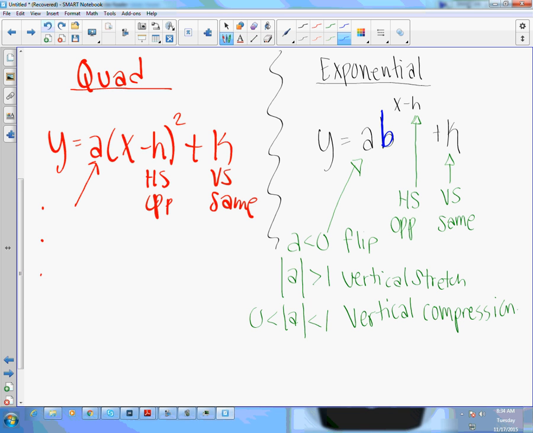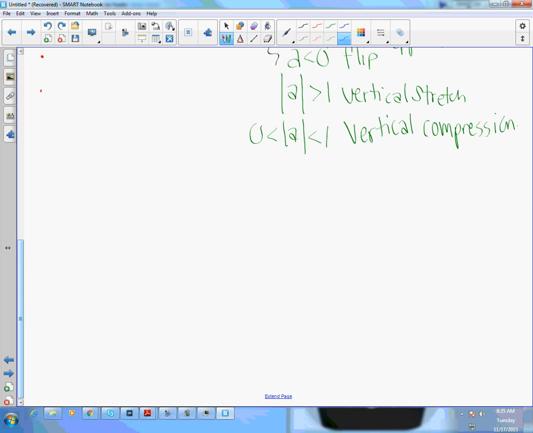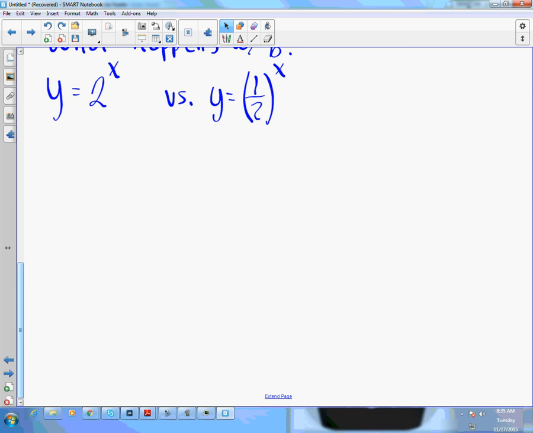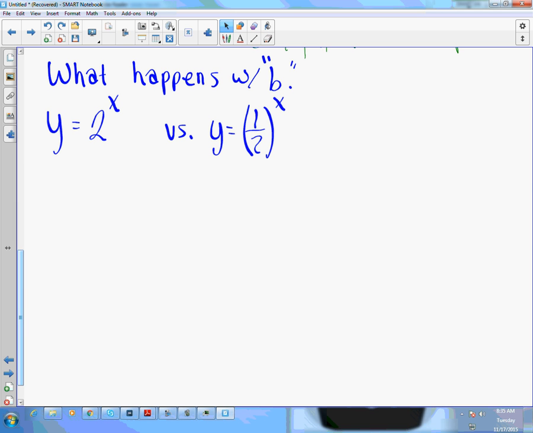Let's look at two different things. b, the base, can either be an integer or a fraction. Let's look at two different graphs and see what happens when we change b. We've already done 2 to the x, let's keep that the same, versus y equals 1/2 to the x. Let's see how those graphs differ, having an integer base versus a fraction base. Grab your calculator, type it in, and see what happens.